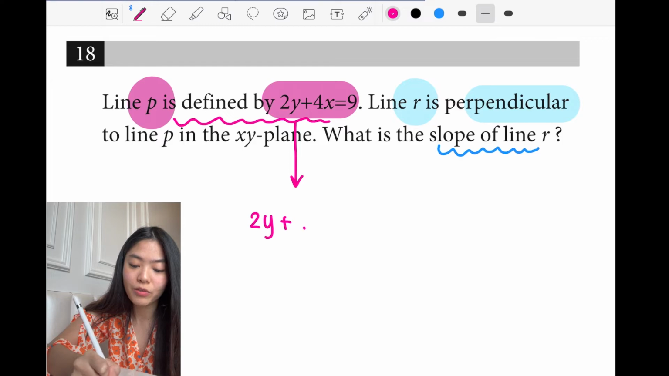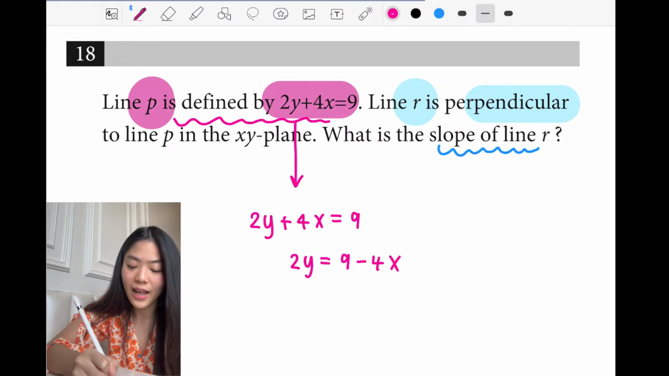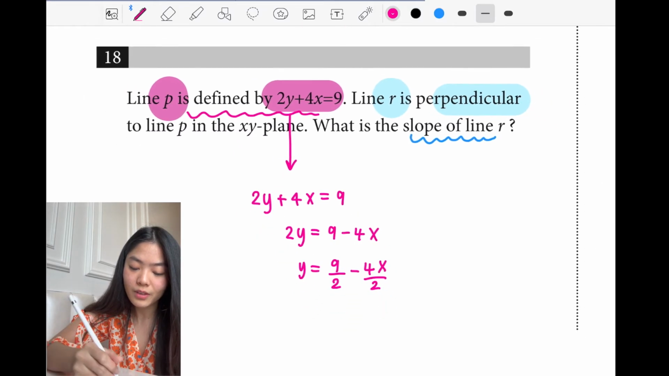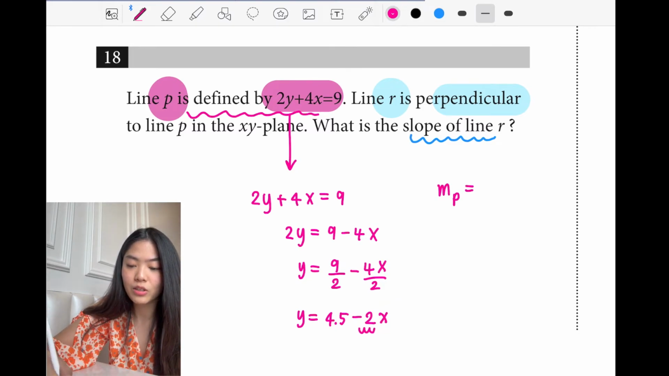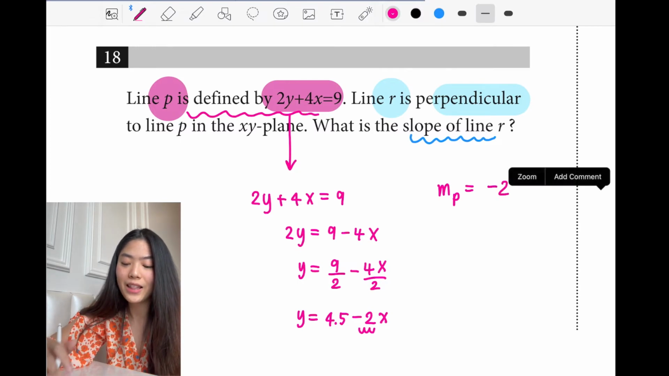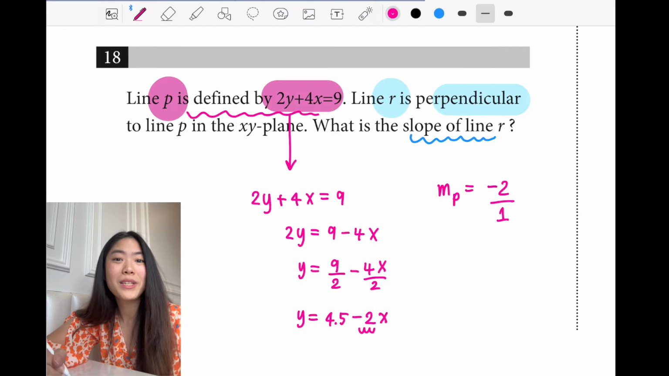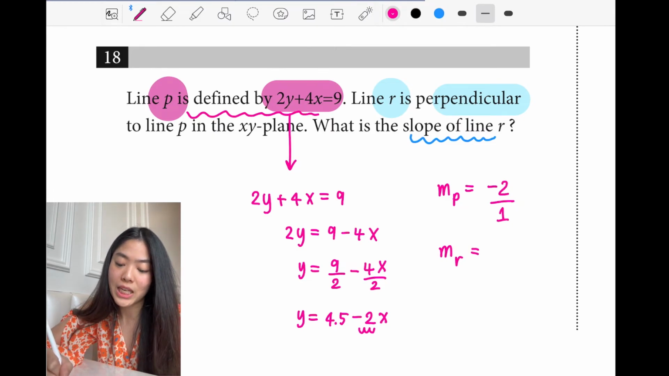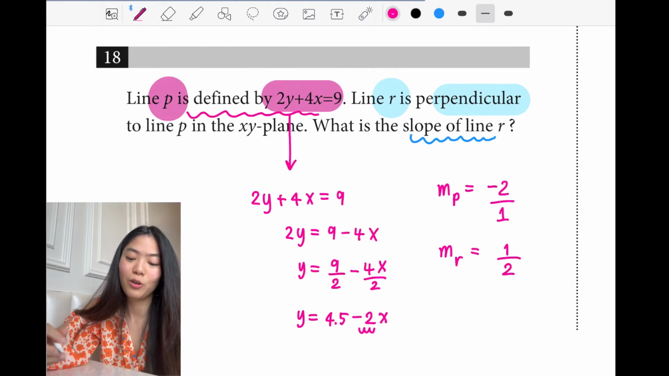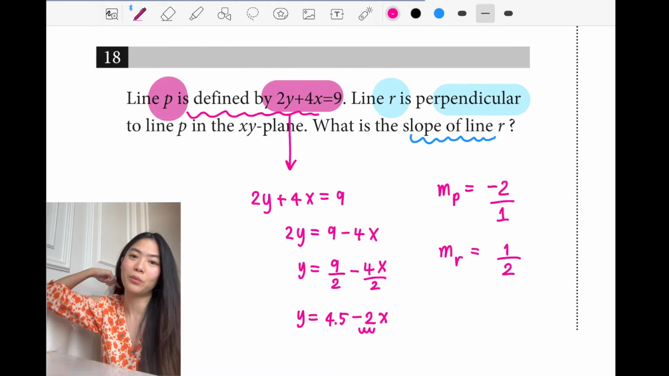So 2y plus 4x equals 9, then 2y equals 9 minus 4x, and then y would be equal to 9 over 2 minus 4x over 2. So y equals 4.5 minus 2x. Then the gradient of line P is negative 2. For the perpendicular line, we take the negative reciprocal of the gradient. So the gradient of line R would be 1 over 2. So the slope of line R would be half, or 0.5.